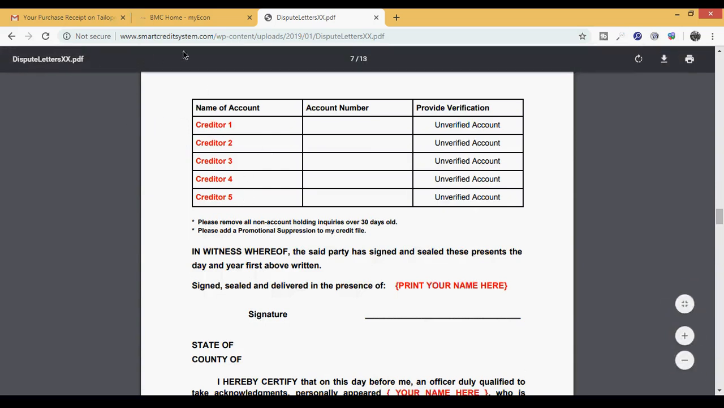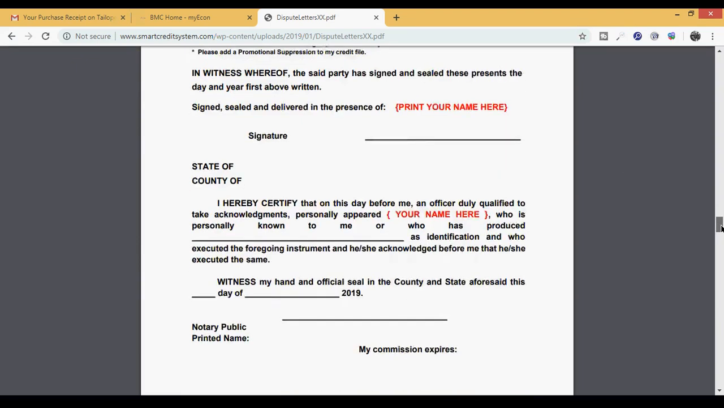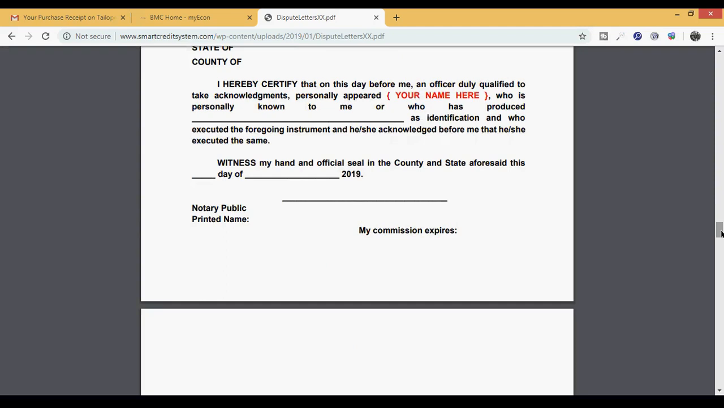So in this letter, at first it had 6. On this one it has 5 slots, and that's just an example, but one of them may have rolled off, so you only focus on the other 5. So it's the same process. You leave this as unverified account, you write the account number like we stated, which is like they listed. If they had letters inside the account number, you keep the letters inside the account number, and you only change what's red. You sign it, you get it notarized, and it's that simple.